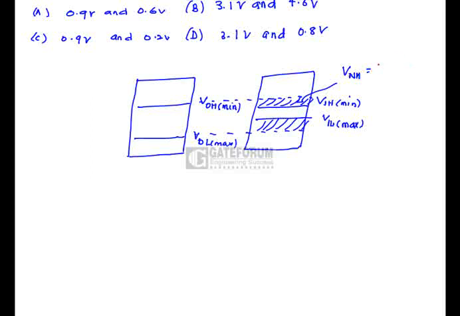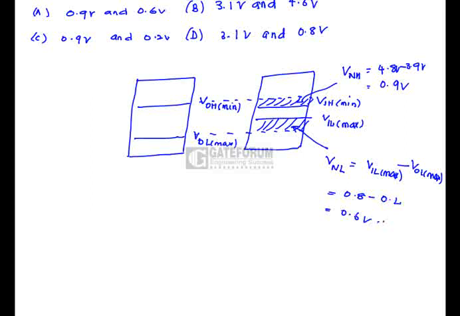That is, VOH min is 4.8 volts minus VIH min is 3.9 volts, that is 0.9 volts. This is noise margin in case of low level, that is VIL max minus VOL max. That is 0.8 minus 0.2, that is 0.6 volts. That is, option A is correct.